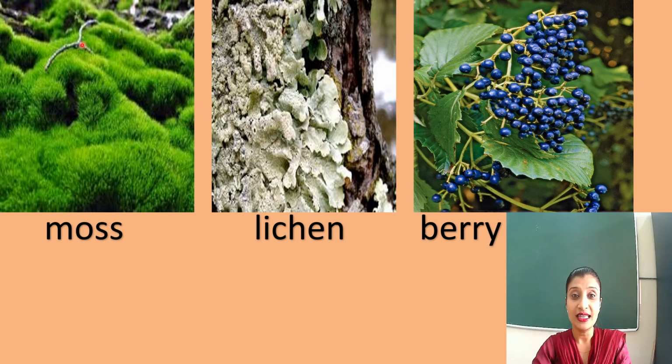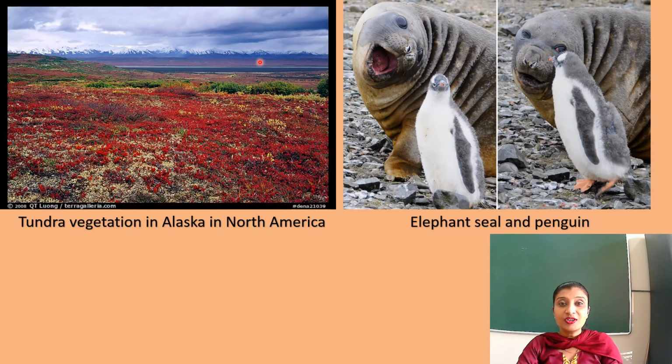Look here, children, this is moss, this is lichen and these are berries. Look at this picture, children. This is the tundra vegetation in Alaska. Alaska is in North America. This is the elephant seal and penguin.